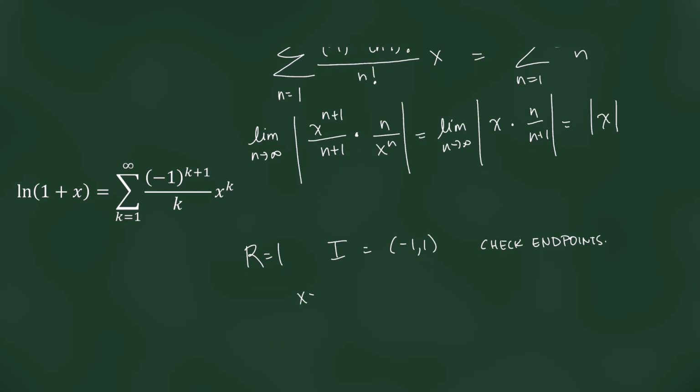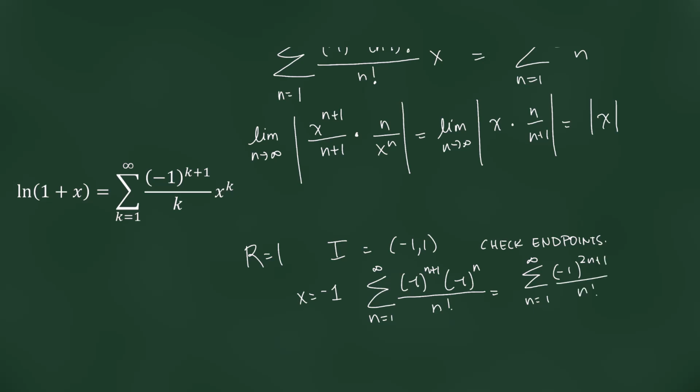So to do that, let's check x equals -1 first. If we plug in -1, we get the sum from n equals 1 to infinity of (-1)^(n+1) times (-1)^n all over n factorial. Well, that's the same thing as the sum from n equals 1 to infinity of (-1)^(2n+1) over n factorial. This right here, (-1)^(2n+1), we're raising -1 to an odd power. 2n plus 1 is always an odd number.